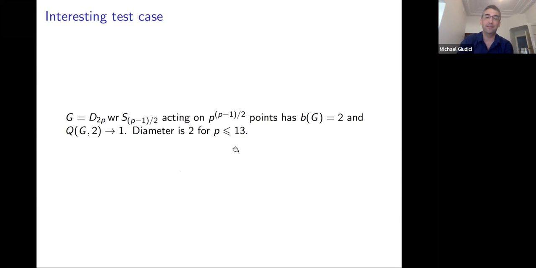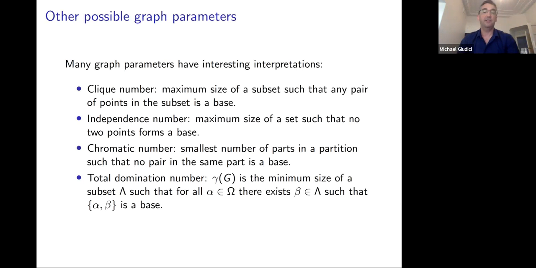Yeah, we did look at trying to prove it in general, but calculating the diameter is very number theoretic and combinatorial, and it was a bit beyond what we were able to do. But we think that would be an interesting case to look at. Okay, so that's the diameter. I just wanted to finish by talking about a few other possible graph parameters.